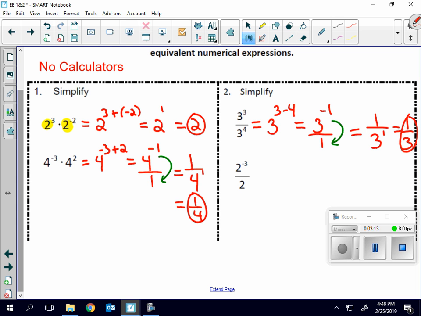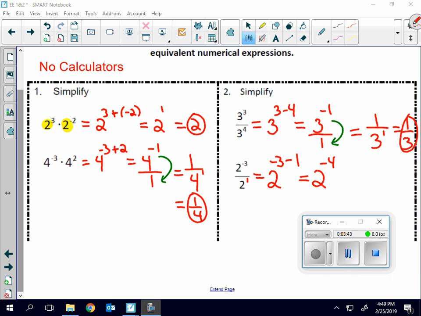All right, let's do the next one. We have the same base of 2. When we subtract our exponents, it's negative 3 minus, well, what exponent is in the denominator here? 2 to the positive first power. So when I subtract, it's negative 3 minus 1. So this is going to be 2 to the negative fourth power.